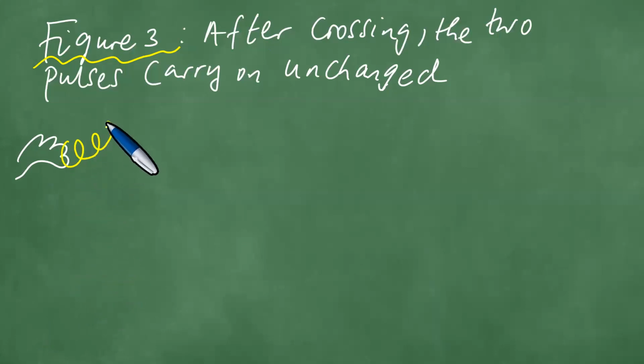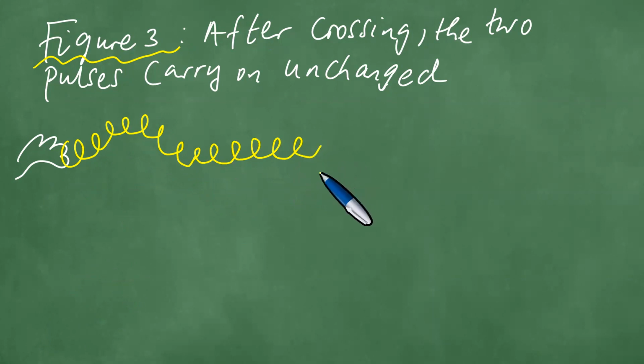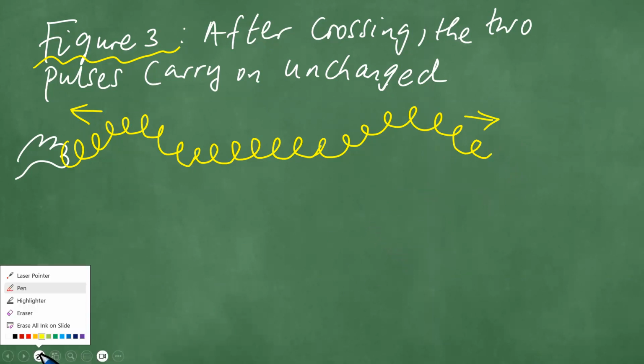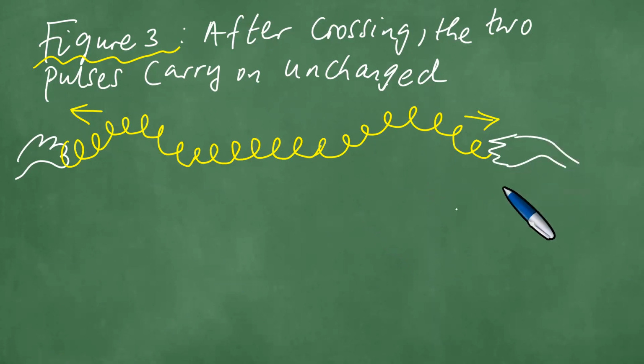So now you have the slinky. Sort of clearer, okay. Now they combined. After they combined, this one still continues in that direction and this one continues still in that direction, but you still have the hands here like this. So this one continues that way and this one continues that way. They combined, but now they move in opposite directions, towards the hand. So after crossing, the two pulses carry on unchanged. Superposition.